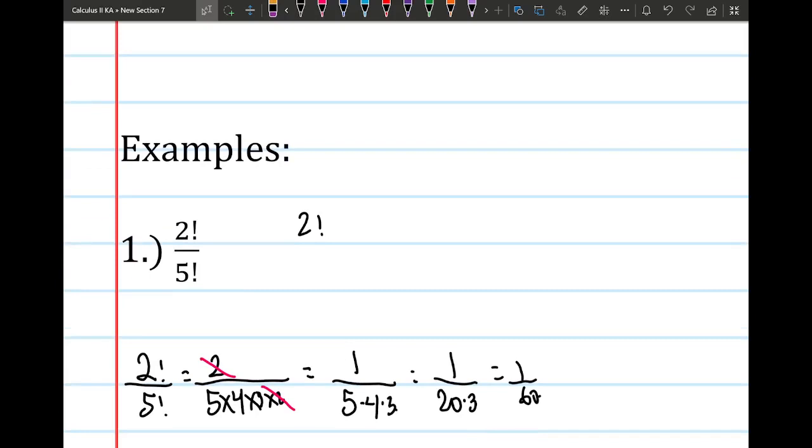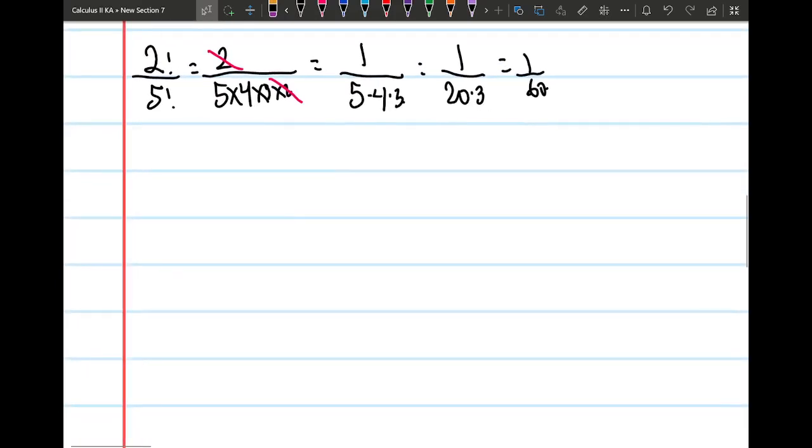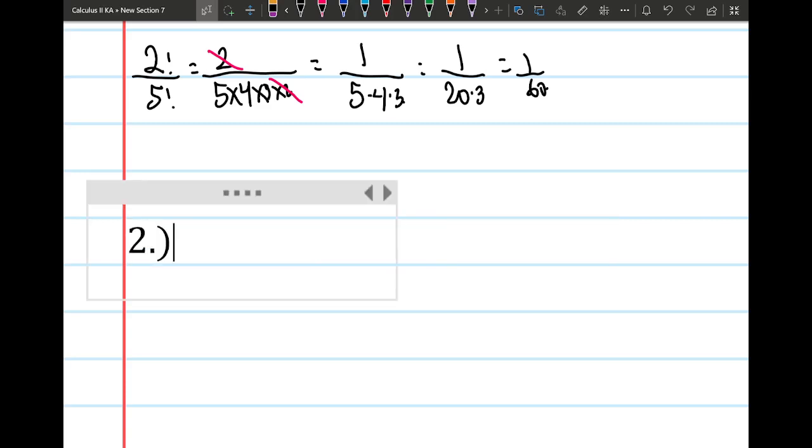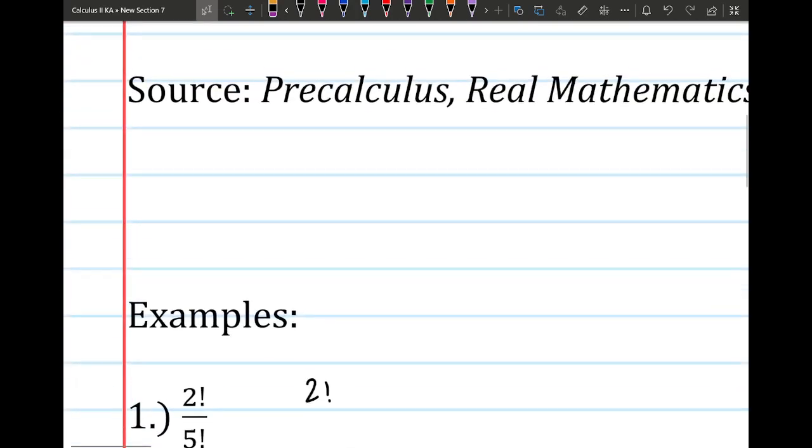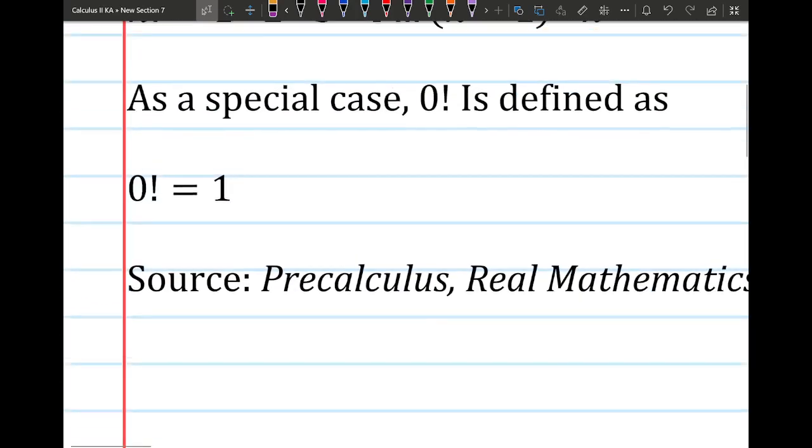It does get harder as we go over more examples. So this is just one example. Let's do another similar to that one, to introduce ourselves a little more so that you guys can see the pattern here. So let's do number 2.